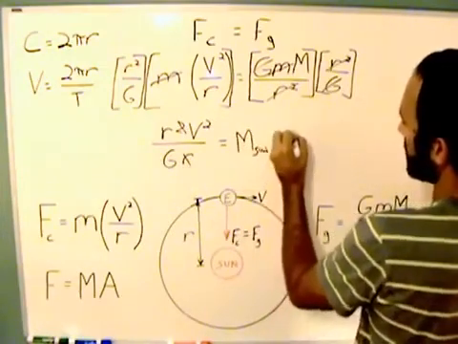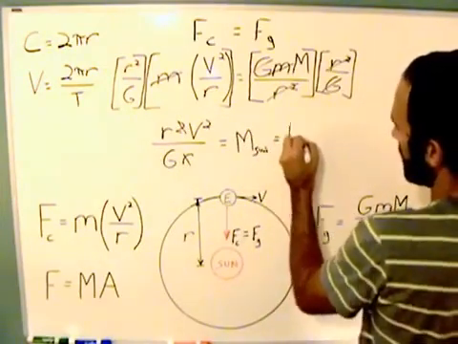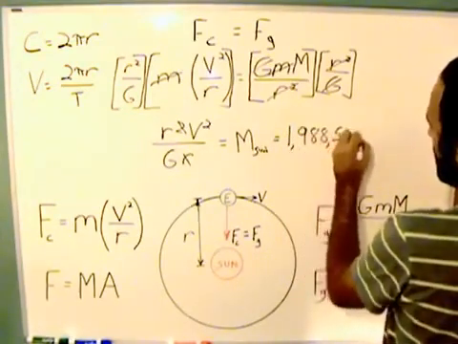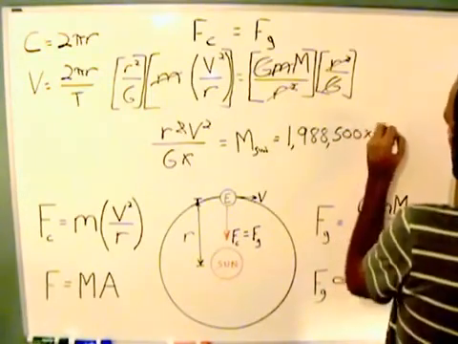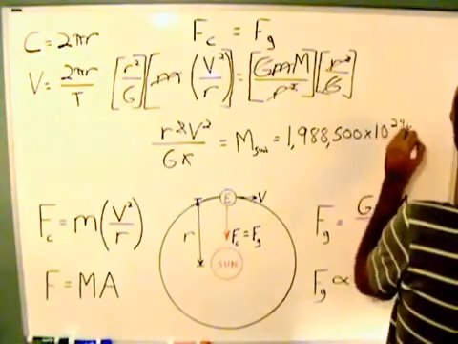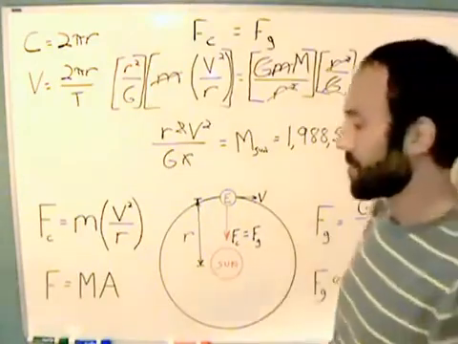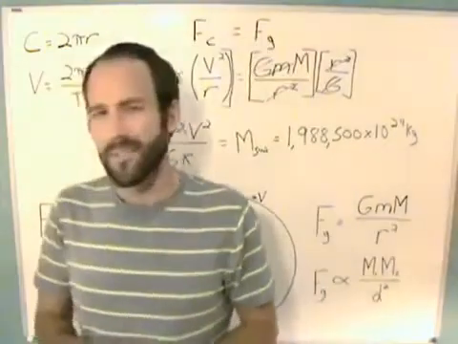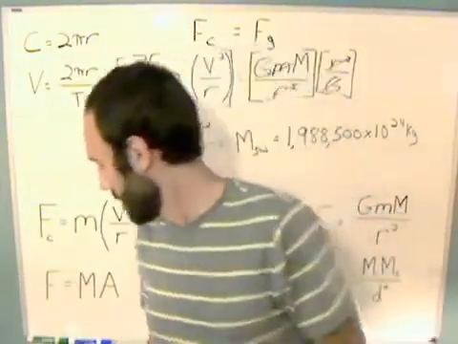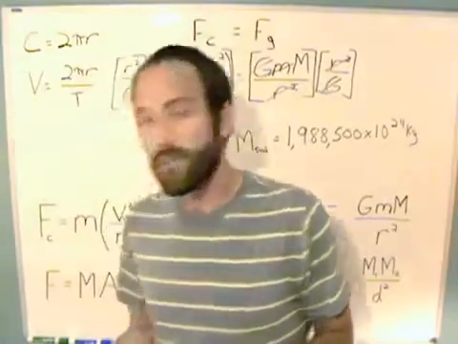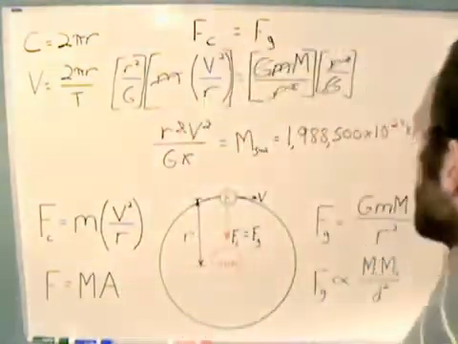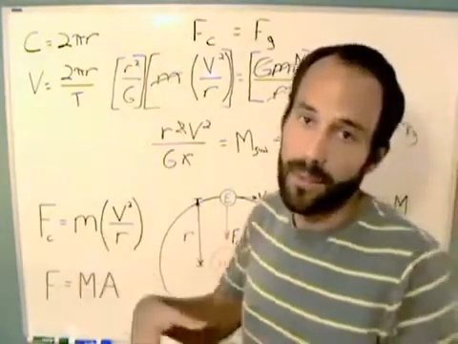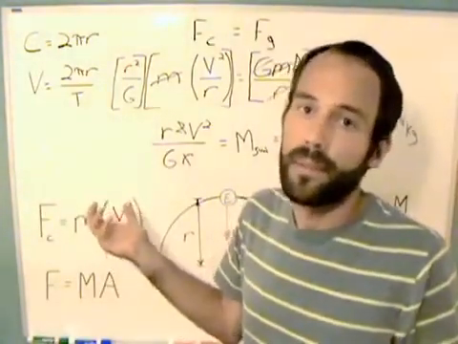And that comes out to 1,988,500 times 10 to the 24th kilograms. And this is many, many times more massive than the Earth. The Earth is actually 5.97 times 10 to the 24th kilograms, I think. Is that written down? Yep, roughly. So, many, many times more massive than the Earth is what we're told. Which, you know, see the solar system model, the Sun appears huge compared to all the planets.